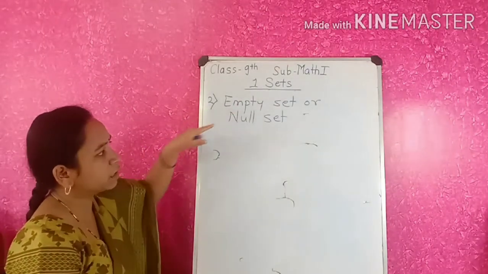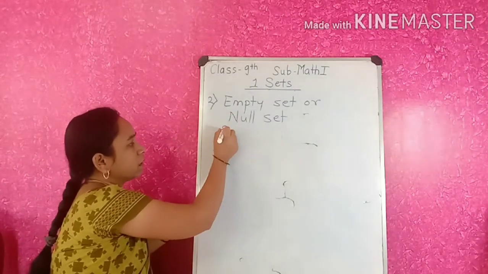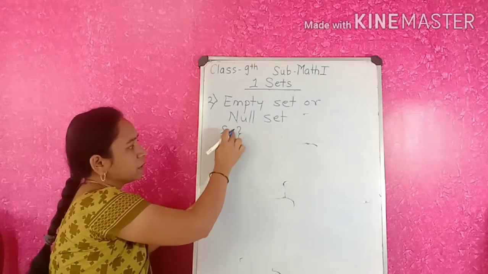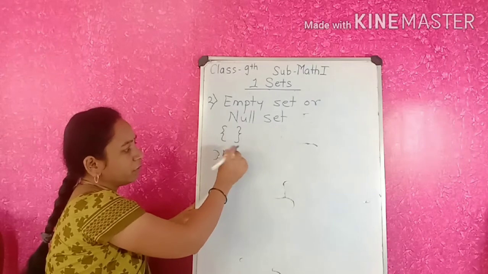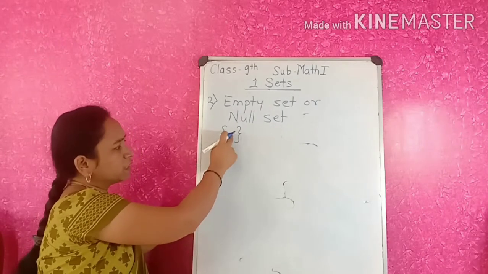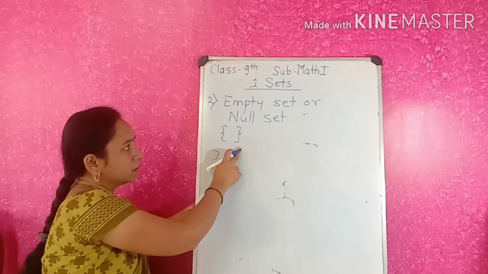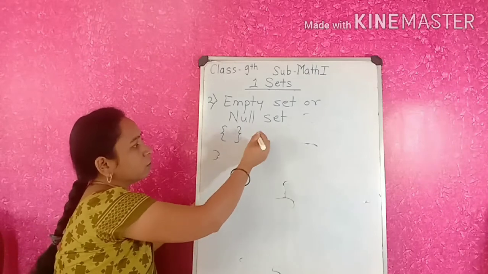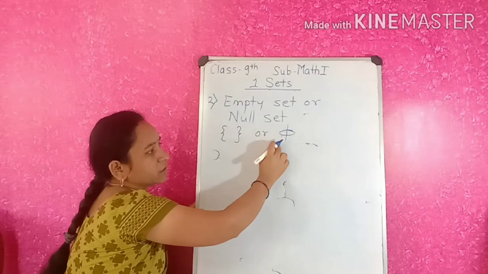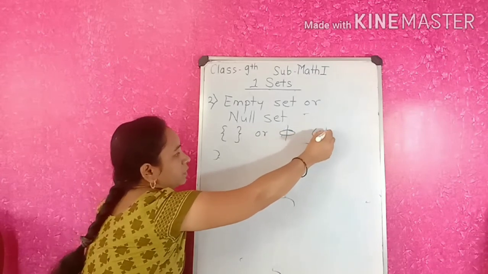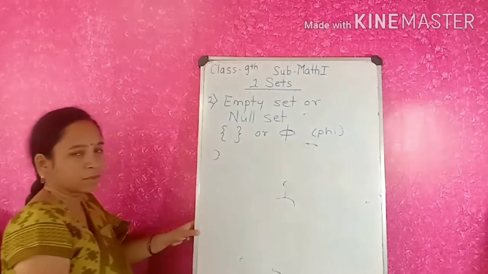Second, empty set or null set. It is written by this symbol. It doesn't have any element. That means here n of any such set would be 0. Means it doesn't have an element. So it is called a null set or empty set. It is also written by a symbol in this way. This is called phi. Let's see the example now.